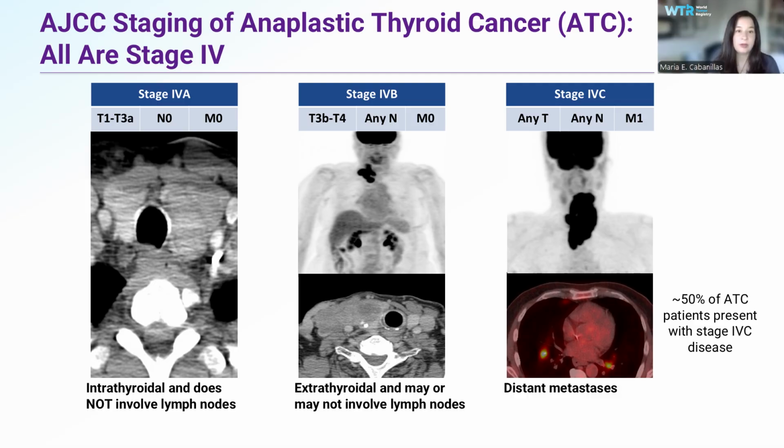The staging for anaplastic thyroid cancer is quite simple. All patients have stage 4 disease because they have a high risk of dying from their cancer. It's further divided into stage 4A, 4B, and 4C. 4A disease are tumors that are resectable, and these should undergo surgery. Stage 4B are tumors that have escaped the thyroid gland or have moved into the regional lymph nodes. And stage 4C patients are those that have metastatic disease, and that's about 50% of patients at presentation.